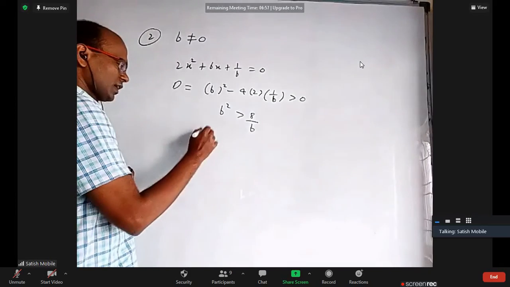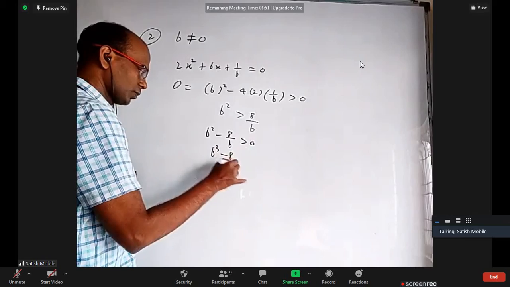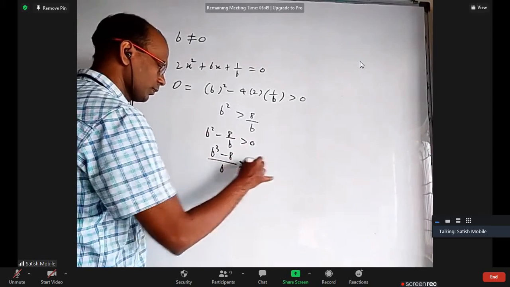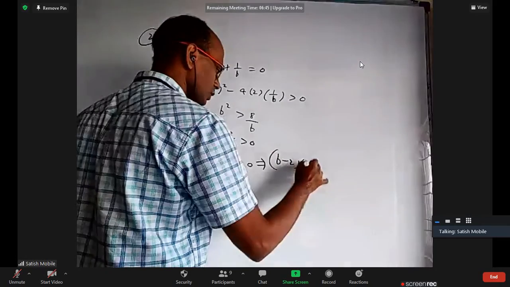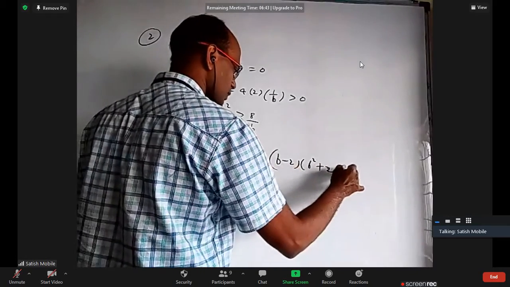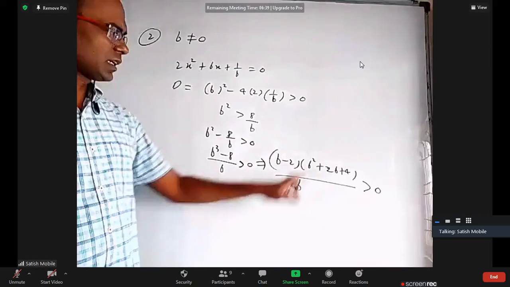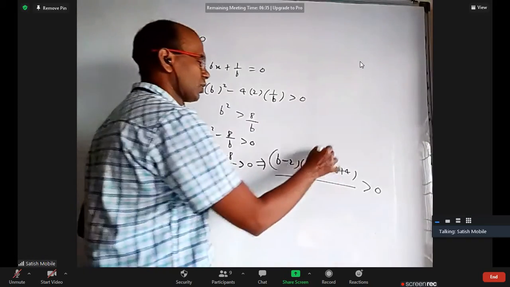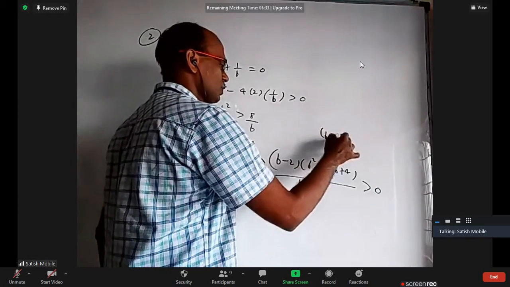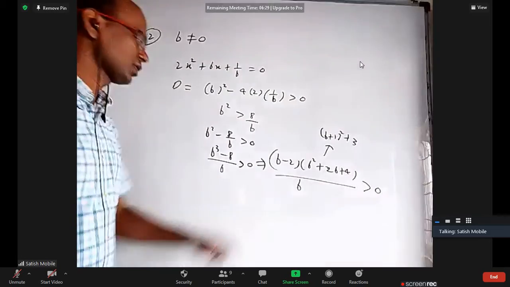If I bring this side, I'll get b square minus 8 by b greater than 0. That is b cube minus 8 by b greater than 0. This is (b minus 2) into (b square plus 2b plus 4) by b greater than 0. This quadratic has complex roots, so it is always positive. In fact, you can write this as (b plus 1) whole square plus 3, which is always positive. So everything depends on this.